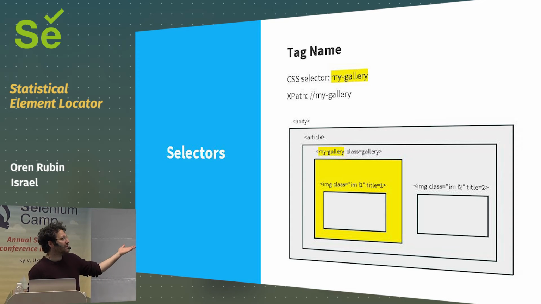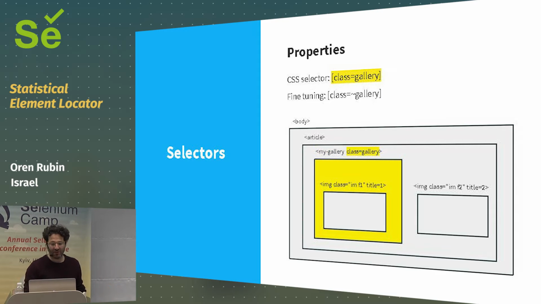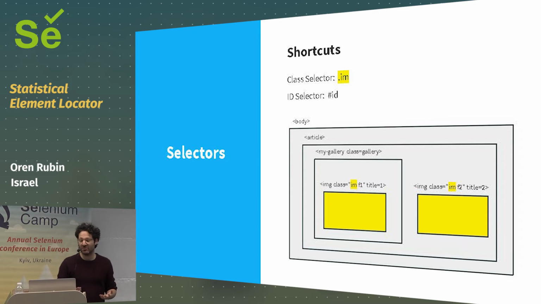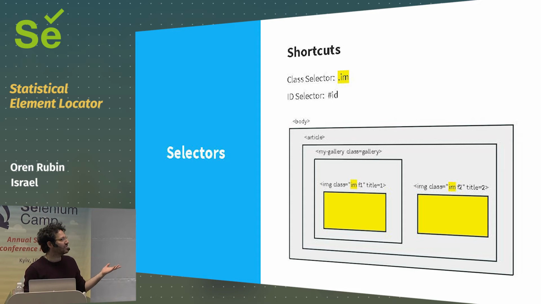First of all, we saw the tag name. We can find an element by tag name. That's very simple. This is how you use it. The second thing is the attribute. If you have an attribute, some key equals some value, you can find it using an attribute locator. And of course, you have shortcuts. IDs and classes are so frequently used that they get shortcuts. And so you can find them using those query languages.